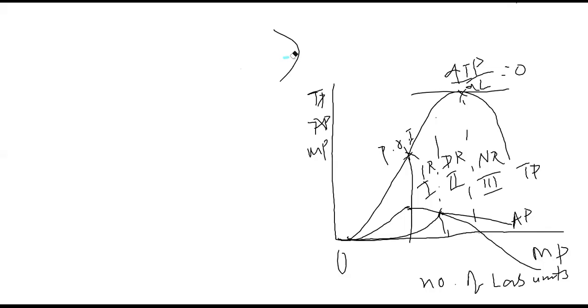Fixed means, see the sense in which I'm telling this is fixed. Suppose I say 10 machines. Now just complete this increasing returns, and you will understand in what sense we are telling this capital is fixed. So where did I stop? Okay, you write this stage ends where?